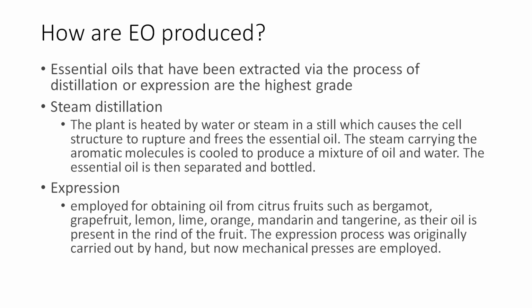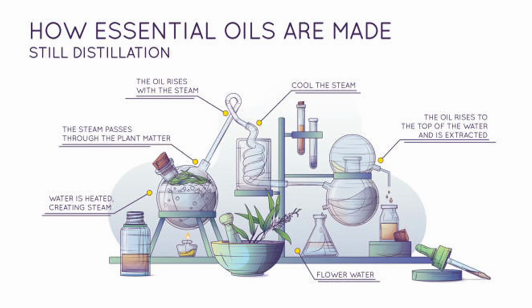And the second procedure is expression. It is employed for obtaining oil from citrus fruits such as bergamot, grapefruit, lemon, lime, orange, mandarin, tangerine, as their oil is present in the rind of the fruit. You must all have peeled oranges. When you peel oranges, you can feel the aroma coming. So, that was expression. As you peel, the oil sacs rupture and the fragrance is liberated. The expression process was originally carried out by hand, but now mechanical processes are employed.